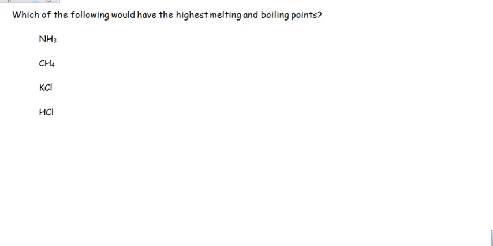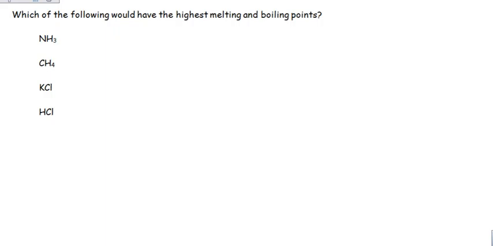In this video, we're going to look at ranking substances based on melting or boiling point. In this particular example, we're going to rank these 4 compounds by highest melting and boiling point. And so I need to think about the intermolecular forces. The compound with the strongest intermolecular force will have the highest melting and boiling point.